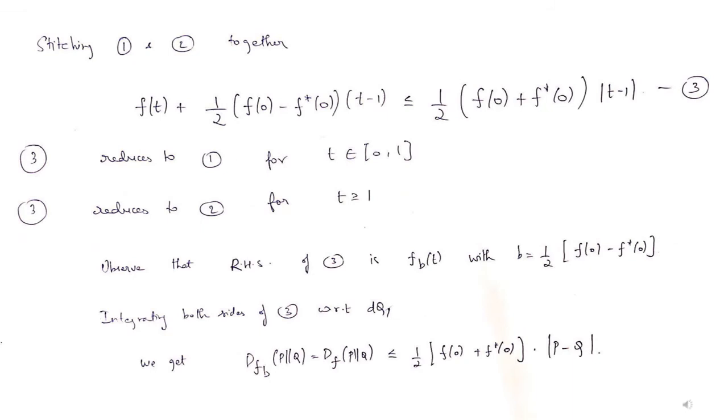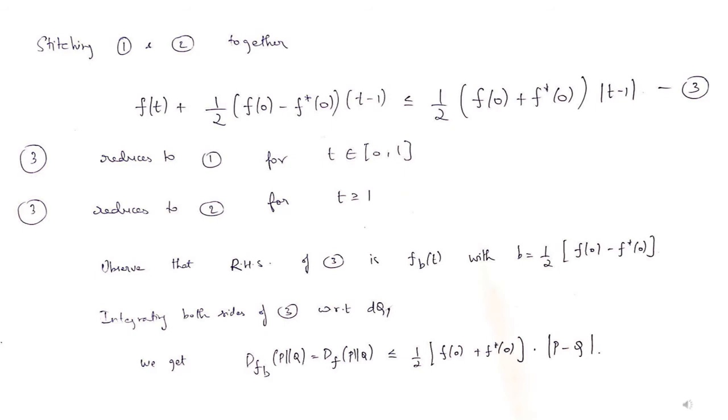Now stitching equations 1 and 2 together, we have f of t plus half f of 0 minus f star of 0 into t minus 1 less than or equal to half f of 0 plus f star of 0 into mod of t minus 1. Note that we get this by combining the piecewise continuous function in the previous slide. So equation 3 reduces to equation 1 for t in the range 0 to 1, and equation 3 reduces to equation 2 for t greater than or equal to 1.